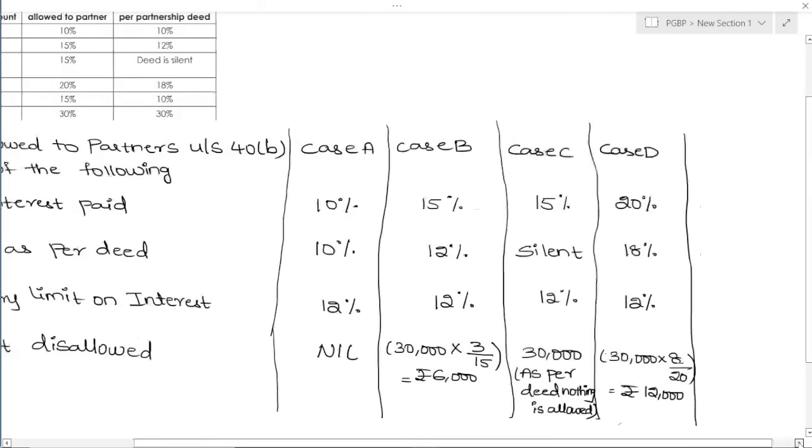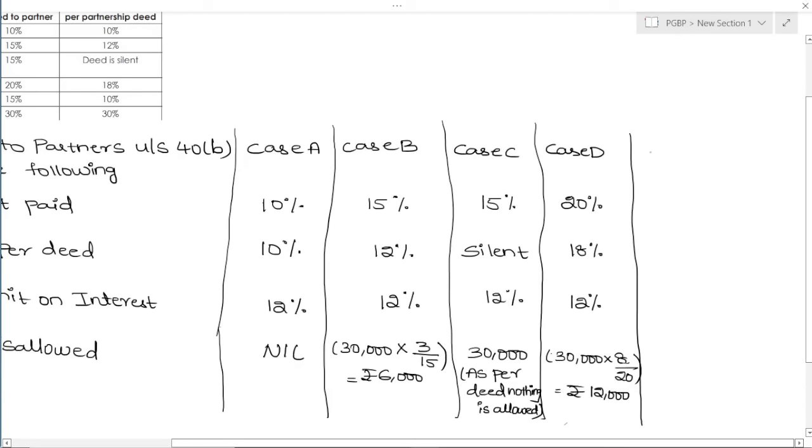Okay, chalo. E, 30,000 is the interest. Let's write down in the solution. 15% actually paid, 10% as per deed, and statutory limit 12%. Right, all these three. Very good. Now 15, 10, 12. What is lower of the three? Sir, 10% is lower. This 10% is allowed as deduction.